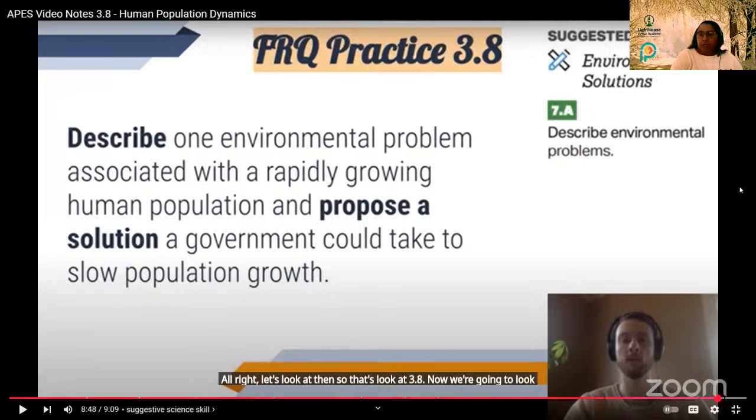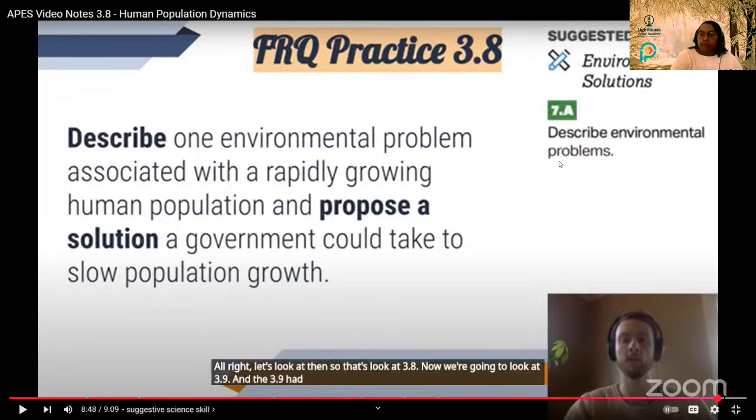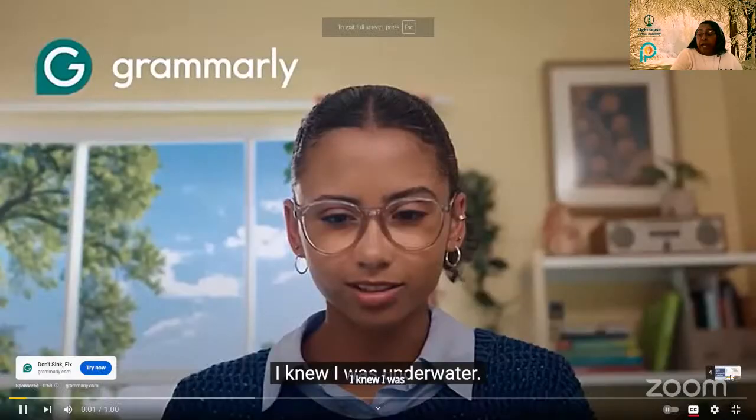And the 3.9 had the graph in it that went with that question that you all had to answer. They do have the graph in. I just didn't realize Canvas, so I was, I don't know, underwater.